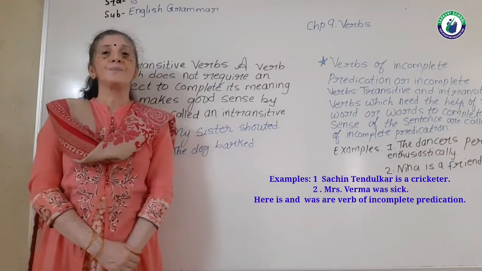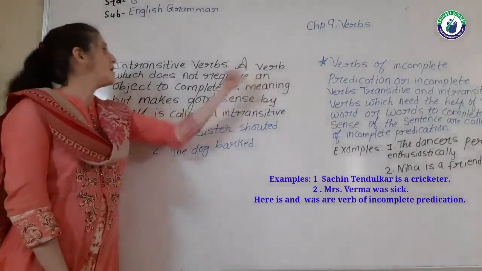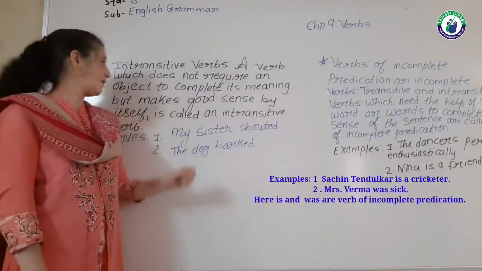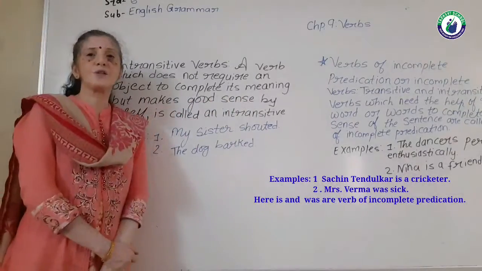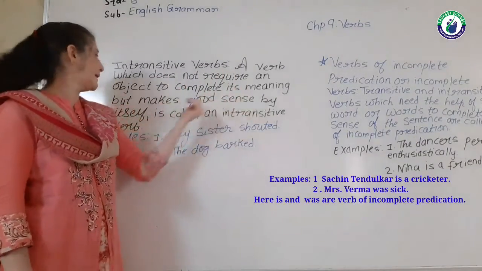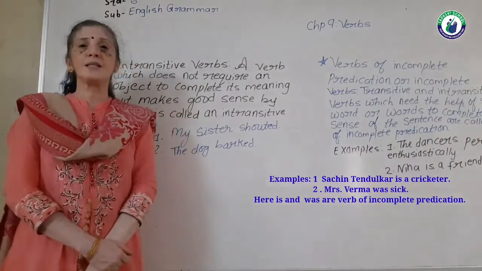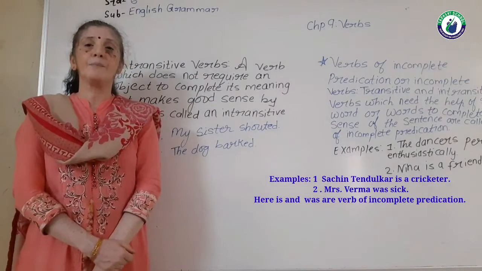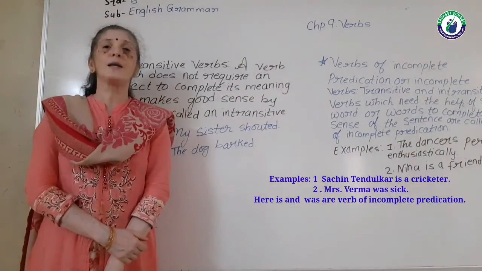Now next is the intransitive verb. What is an intransitive verb? See, an intransitive verb is a verb which does not require an object to complete its meaning. It makes good sense by itself. Means intransitive verbs do not require any object to complete the meaning, but the verb itself gives a meaning. That verb is called intransitive.